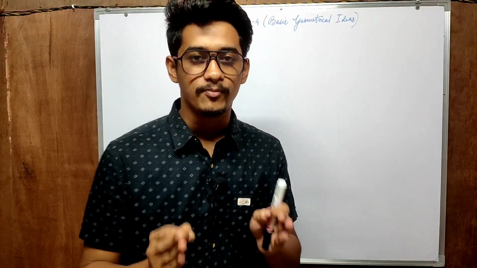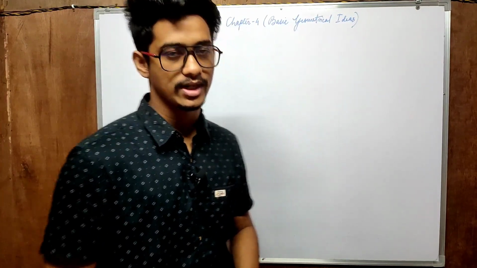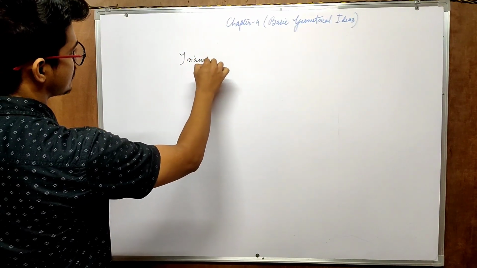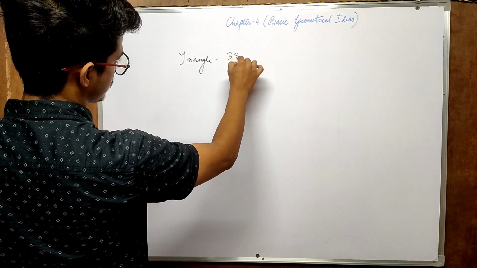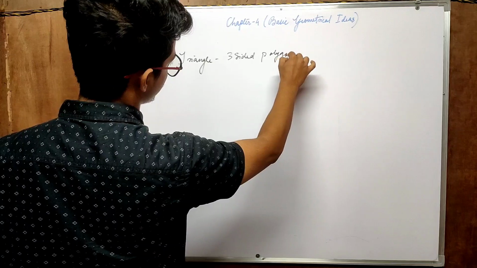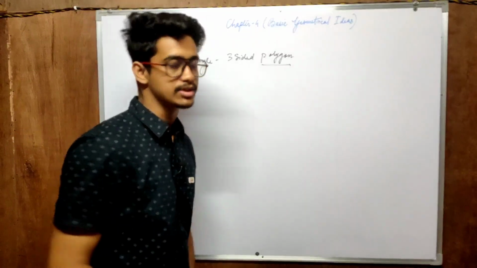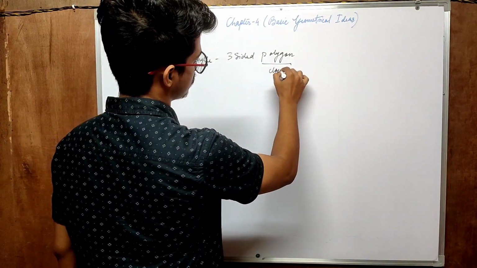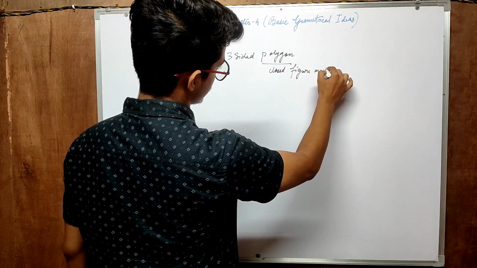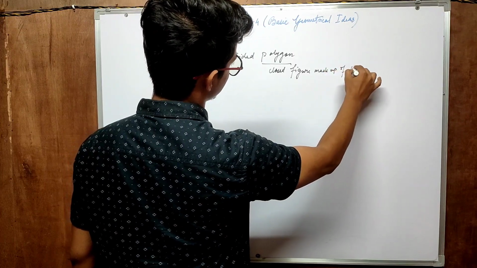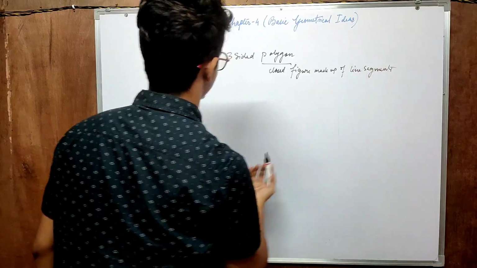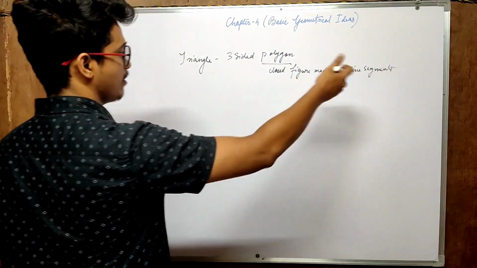The one and only concept required to solve this exercise is the triangle. What do you mean by triangle? A triangle is a three-sided polygon. So what do you mean by polygon? A polygon is a closed figure made up of line segments, and nothing else. So a triangle is a three-sided polygon, which means it should be a closed figure made up of line segments.